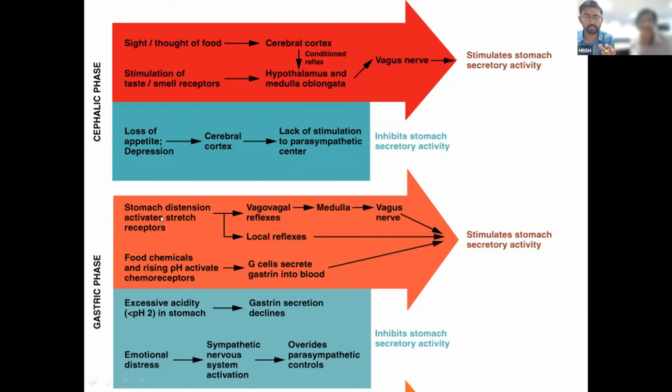The gastric phase is where 60 to 70% of the total acid is released, and it lasts till the stomach is empty. This is activated by the distension of the stomach and also the food chemicals and the rising pH, sensed by chemoreceptors. The chemicals and the rising pH act on the G cell, which releases gastrin, and the distension will stimulate the vagus, which will cause acid secretion by ACh.